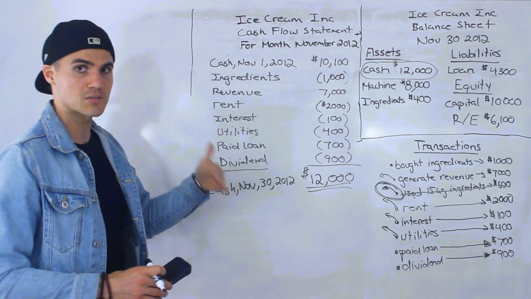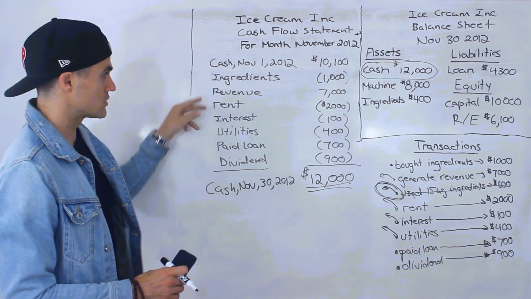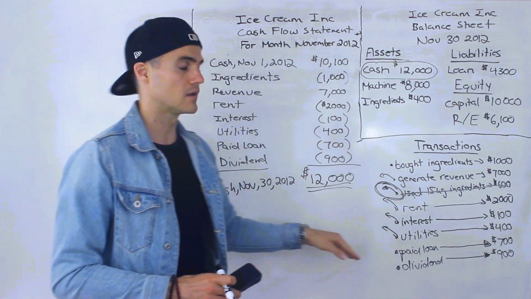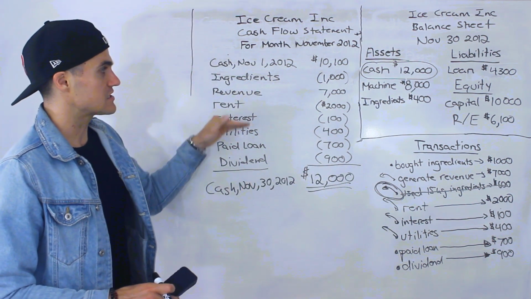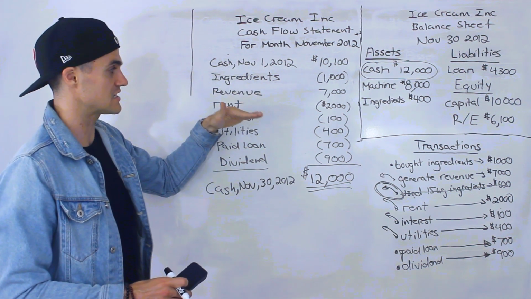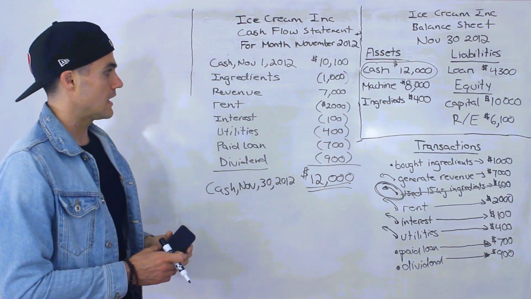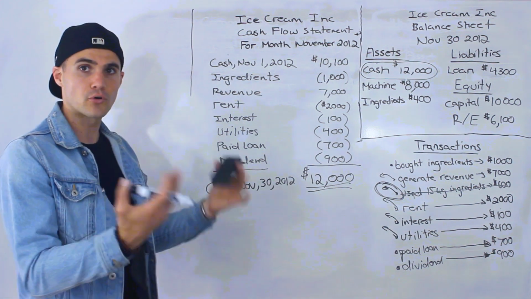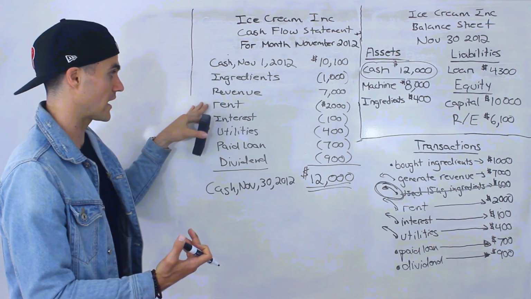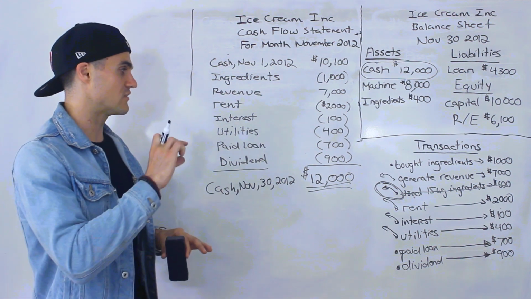And once we get into more details, there's actually going to be multiple categories within the cash flow statement. Notice I just put these transactions here in the order that they happened. But in an actual cash flow statement, you're going to see three categories for the direct method: operating activities, investing activities, and financing activities. Operating activities is within operations of the business, like this revenue, and then these ingredients, and then paying this rent, interest, utilities, the actual business portion of it.